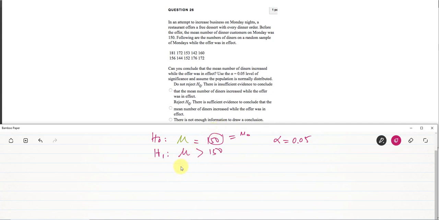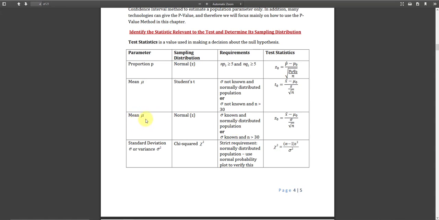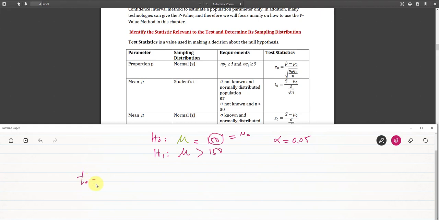All right, so now it's time to go back to the lecture before. For the mean, when the standard deviation is not given and the population is normally distributed, then we use a student t distribution, and the statistic is t naught equals x bar minus mu naught over s over the square root of n. Mu naught is the assumed value, the original value.